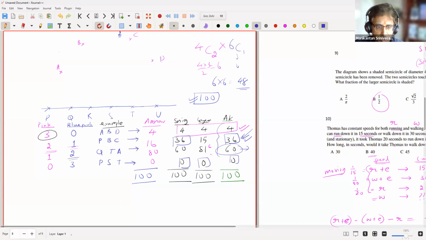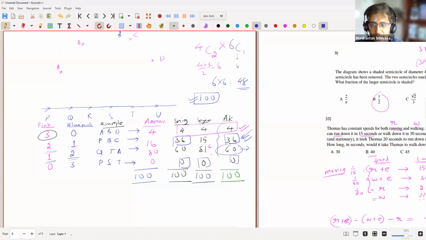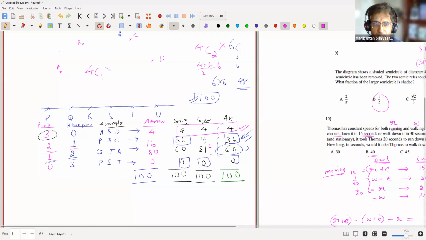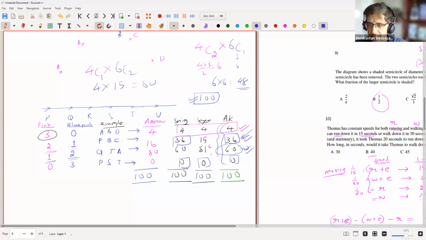And it's not difficult, right? So 2 blue and 1 pink, same logic. 4 choose 1 ways of selecting which pink from the 4, and then 6 choose 2 ways of selecting which 2 from the 6 blue. So that's 4 into 15, since 6 choose 2 is 6 into 5 by 2, which is indeed 60. Now I can feel super confident that they indeed add up to 100. Makes sense? Okay, sounds good.